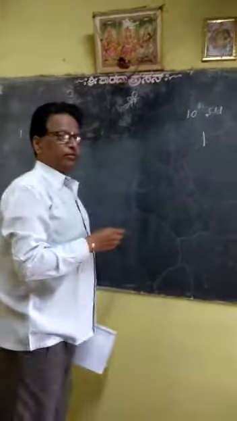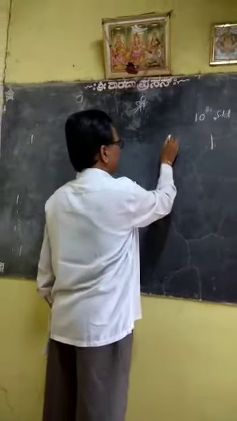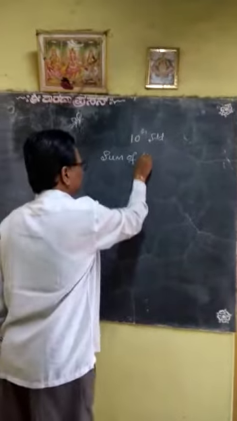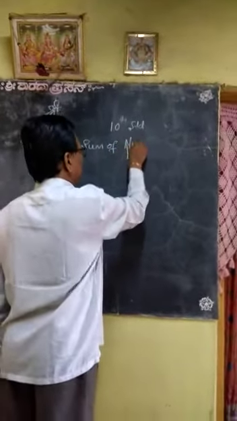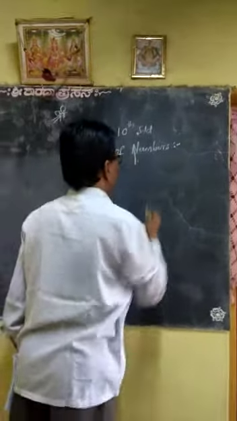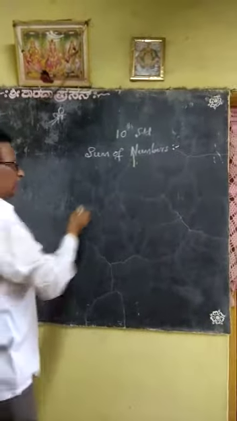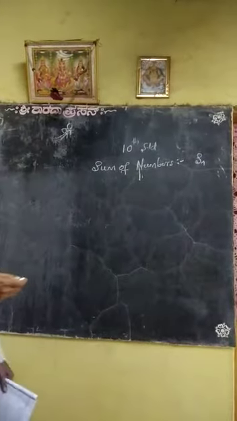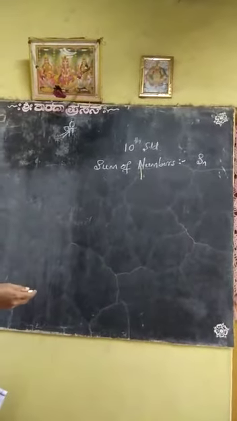Today in our class, let us study the sum of numbers. The sum of numbers is denoted by Sn. S here denotes sum, n means numbers, Sn.